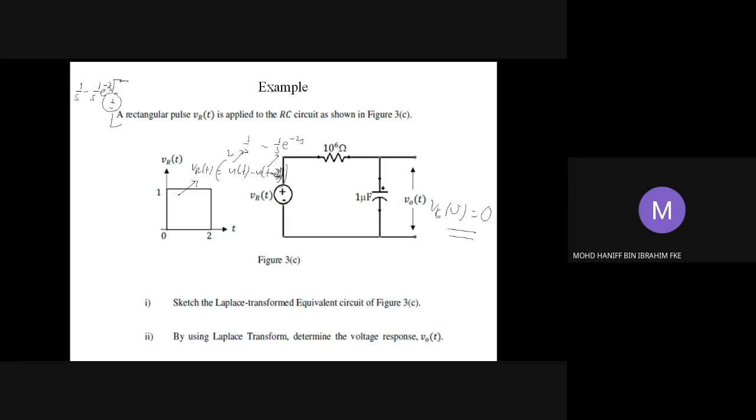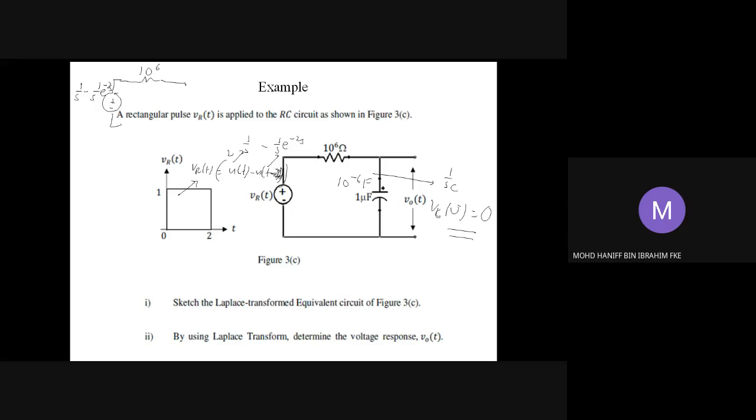For your resistor, it remains as 10 power of 6. There's no difference for the resistor. For the capacitor, we have 1 microfarad or 10 power negative 6 farad. And we know that for the capacitor, we need to transform it into the impedance of 1 over sC.